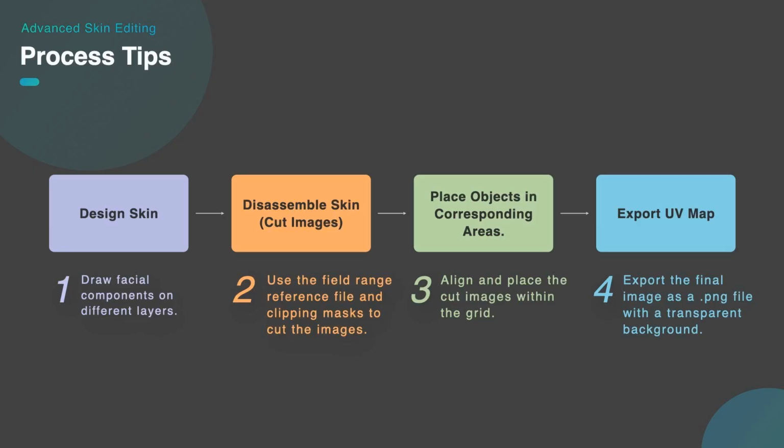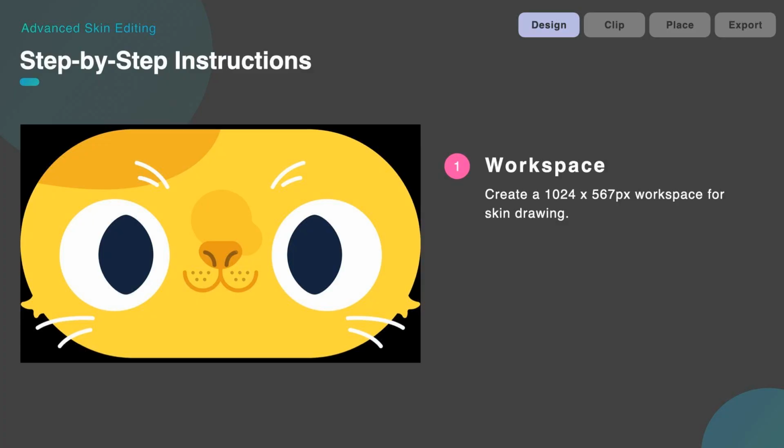The production process is as follows. First, use the graphics software to design the skin. Next, disassemble the objects on different layers according to the field range reference and place them in the corresponding areas. Finally, export the UV map as an image file with a transparent background. Open your preferred graphics software and create a workspace of 1024 by 567 pixels for skin drawing.